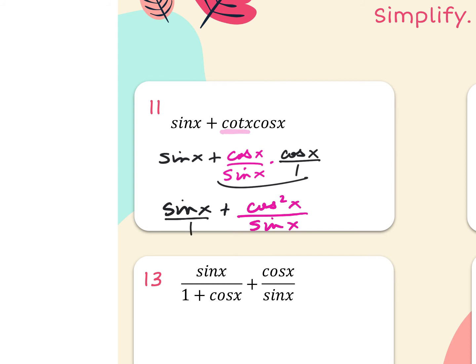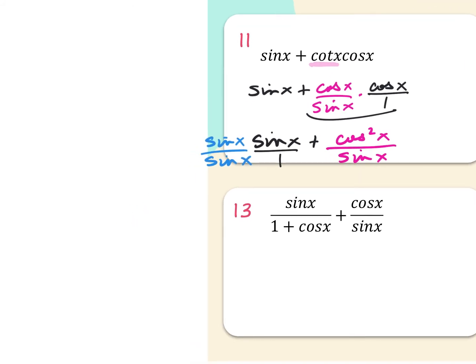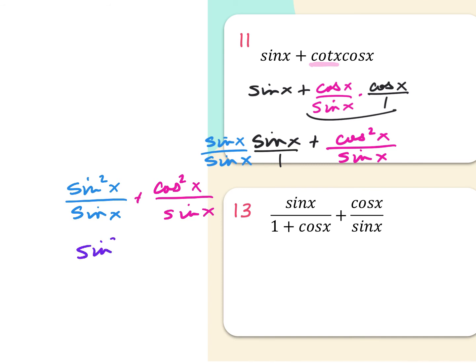So if you wanted to put a 1 here. This is the only fraction that needs it. Remember, whatever you multiply to make the denominator become, you've got to do to the numerator. So now, once I multiply this, it becomes sine squared x over sine x plus cosine squared x over sine x. Now that I have a common denominator, I can add the numerators. So the new numerator becomes sine squared x plus cosine squared x. Now I just have the one denominator.